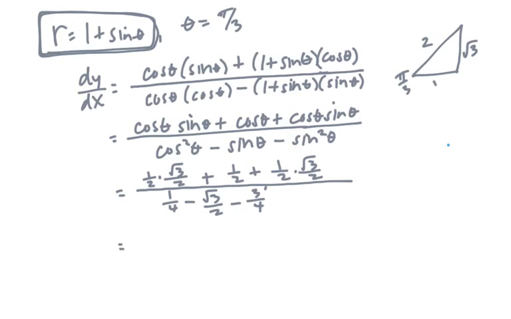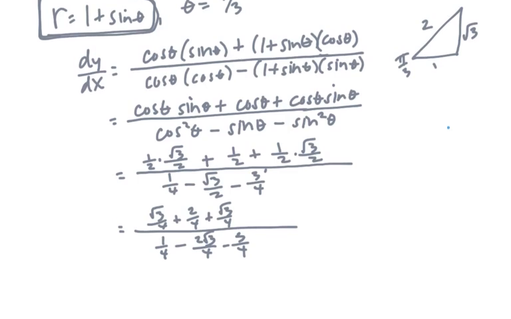So we can simplify the top and the bottom separately. So we have the square root of 3 over 4 plus, this is 1/2, but let's make it 2 over 4. So we have common denominators, plus the square root of 3 over 4. And in the denominator, we have 1/4 minus 2 square root of 3 over 4 to get common denominators, minus 3 over 4.